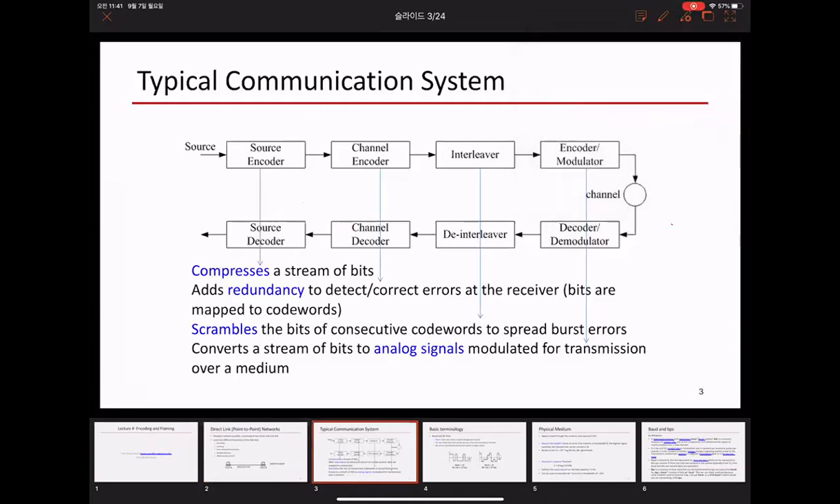So I have to have encoding, source and channel encoder, interleaving, and signal encoding. So we talked about the compression of the bits and adding redundancy for the codebook. Oh, we know what it is now. And interleaving scrambles the bits of the consecutive codewords to spread the burst error. We're going to talk about that in the next slide. And encoding, and how you can convert to the analog signal.